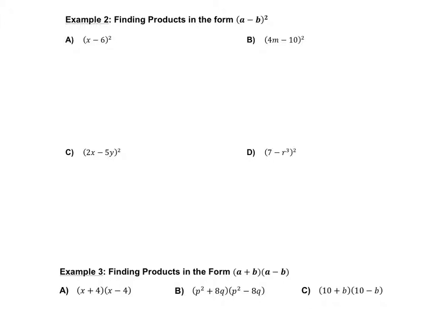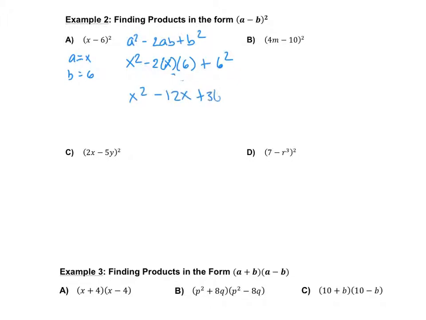Okay, now we have a subtraction sign in here. So it's really the same thing that we've been doing, except that it's going to be minus 2ab. So it's a squared minus 2ab plus b squared. So now we have, let's see, our a is x, our b is 6. So I have a squared, which is x squared, minus 2 times a, which is x, times b is 6, plus 6 squared. So that results in x squared minus 12x plus 36.